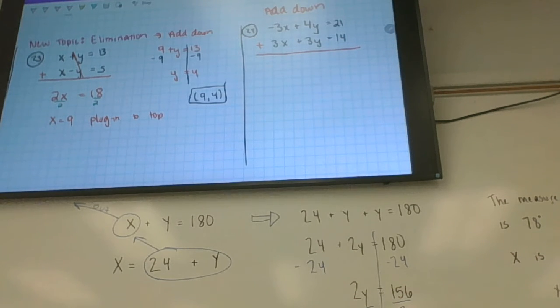New topic, add down. What number are you on? 27. Okay, let's do it. Add down. I'm gonna eliminate. Those are opposites. They eliminate. 7y is 35. Divided by 7. Y is 5.